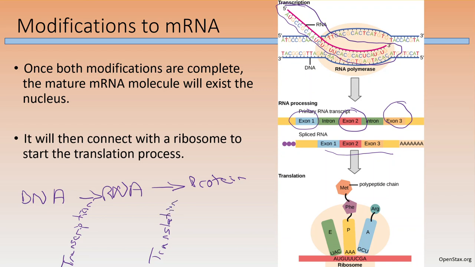Once RNA has been completed, once transcription has been completed, you made an RNA molecule. This RNA molecule needs to go through some modifications, the adding of that cap and the tail, and the removing of the introns and pushing those exons together to have your finalized mRNA molecule, which will then exit the nucleus, find the ribosome, and start to be read to become a protein. So that finalized mRNA molecule after your modifications will then start the translation process.